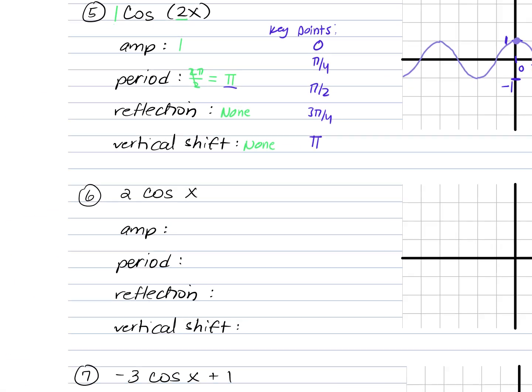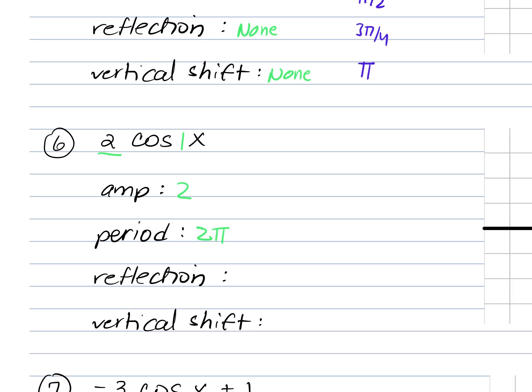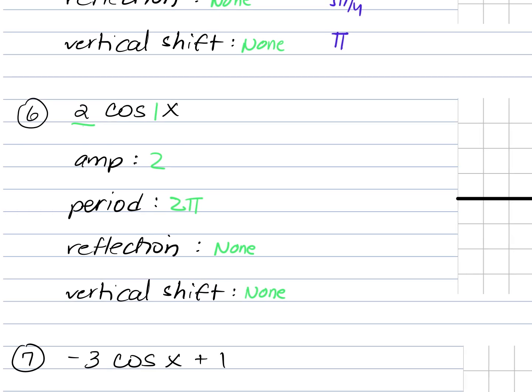All right, so let's try the same thing with number 6. Our amplitude here, I see a 2 in front, so that's going to be our amplitude. Our period, it's going to be cosine of 1x, so it's going to be 2 pi over 1, which is just 2 pi. Reflection, I don't see a negative out front. We're not going to have anything. Vertical shift is also going to be none, right? I don't see anything added or subtracted.